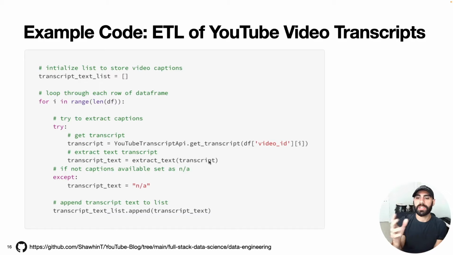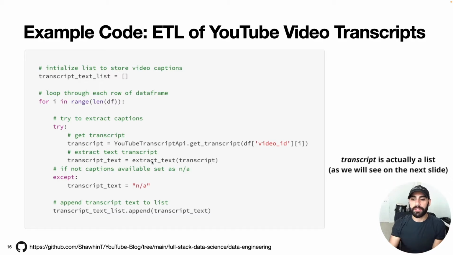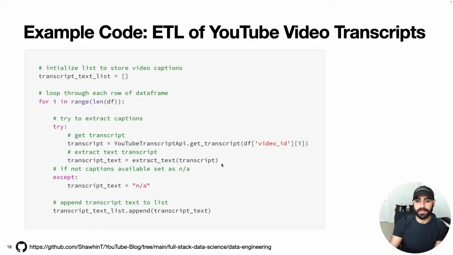The transcript actually comes in, I believe, a dictionary format. So I wrote another user-defined function to extract just the text from that transcript, and then I set it equal to transcript text. However, if the library is not able to extract a transcript, this chunk of code will fail, and then we'll just set the transcript text as NA. So this happens when there's no language on a video. So basically there's no talking in a video whatsoever. And I have a few videos that don't have any talking in them. And then finally, we append the transcript text to the transcript text list.